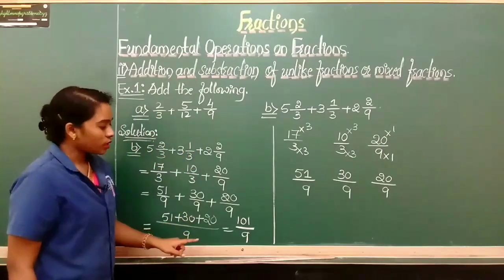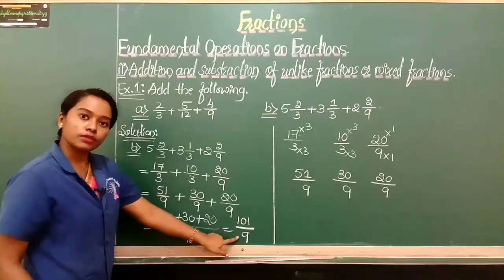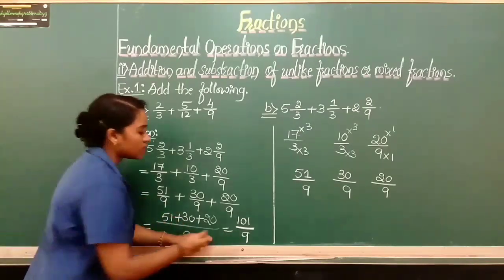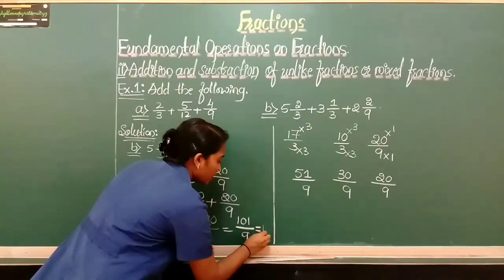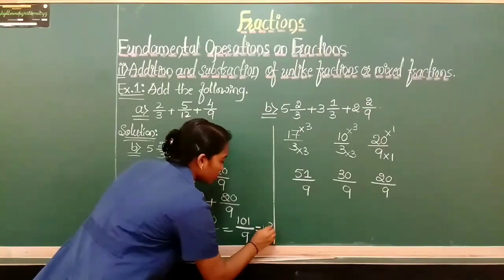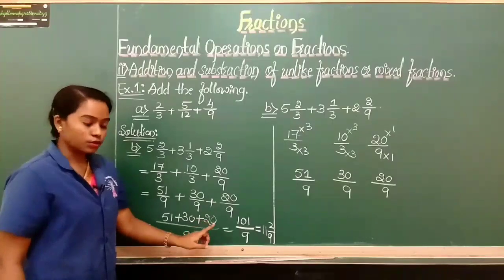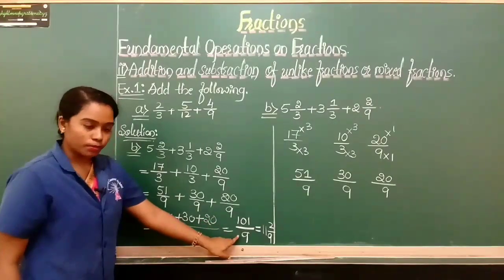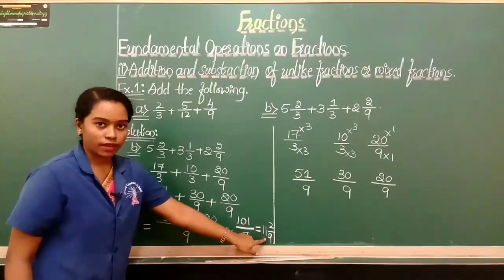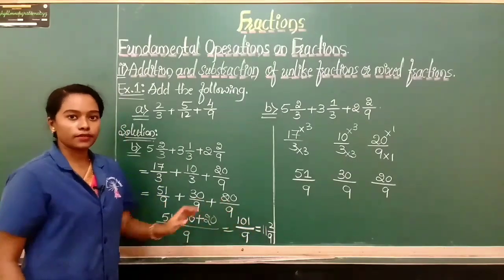If you want, you can convert it into a mixed fraction. It is equal to 11 2 by 9. You know how to convert an improper fraction into a mixed fraction. If you want, you can convert it.